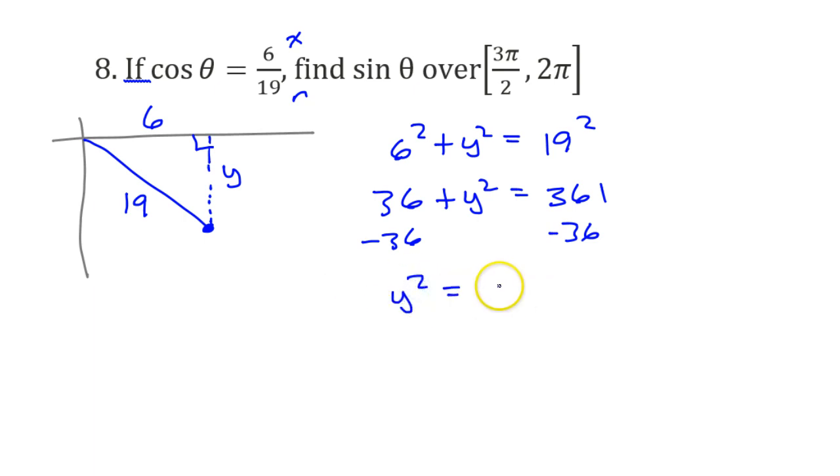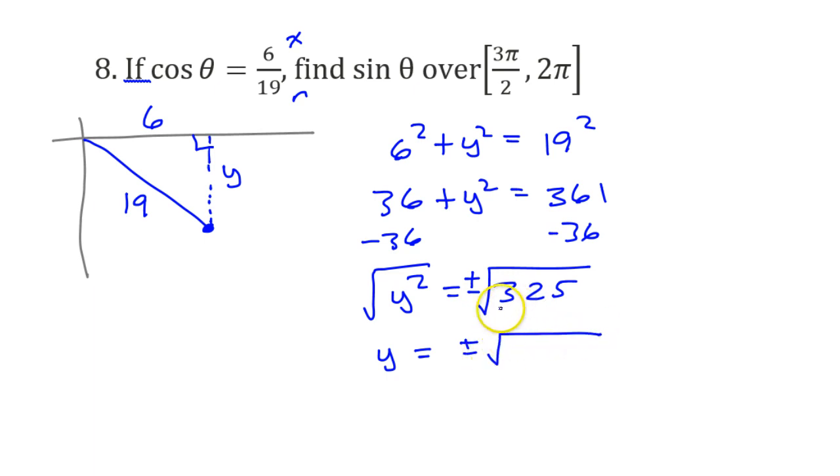So now I have y squared is equal to 325. If I take the square root of both sides, I'm going to have plus or minus. So I have y is equal to plus or minus. Now 325, see the 25 here? This is going to be divisible by 25. So if you divide 325 by 25, it turns out to go in 13 times. So this is 25 times 13, which means that this is plus or minus 5 radical 13.